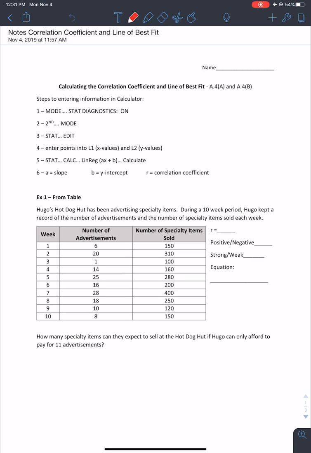So we're going to type this information into our calculator to find the correlation coefficient. When we type it in, we're going to ignore the week. It's kind of like our number of advertisements is our X and our number of specialty items sold is our Y. Before you can use the statistics function in your calculator, you have to go to mode and make sure your stat diagnostics is on.